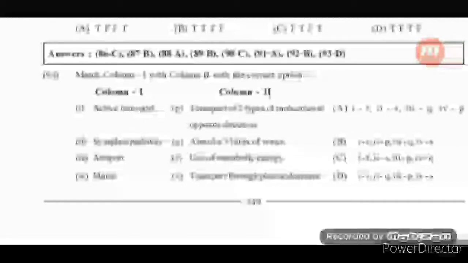Now if you come to column 2, the first, P, they have given the transport of two types of molecules in opposite direction, Q absorbs 3 liters of water, R use of metabolic energy, S transport through plasmodesmata. Which one is the correct? You have to say.